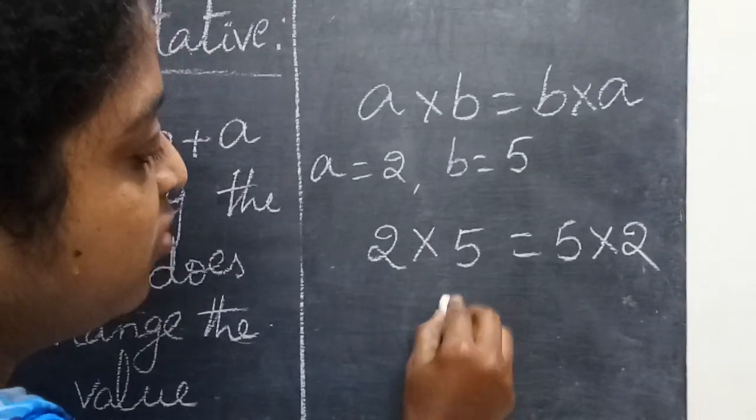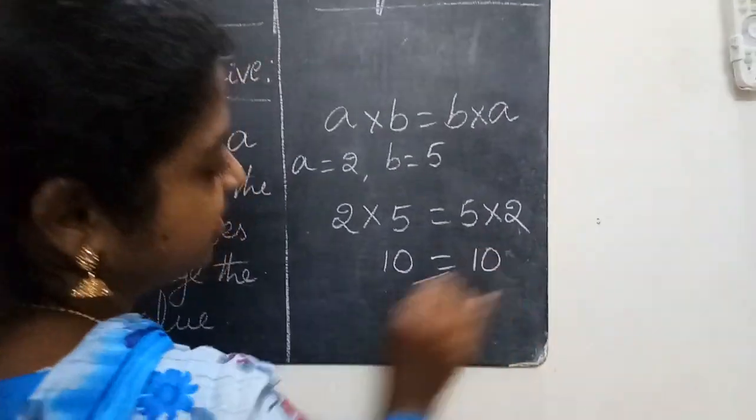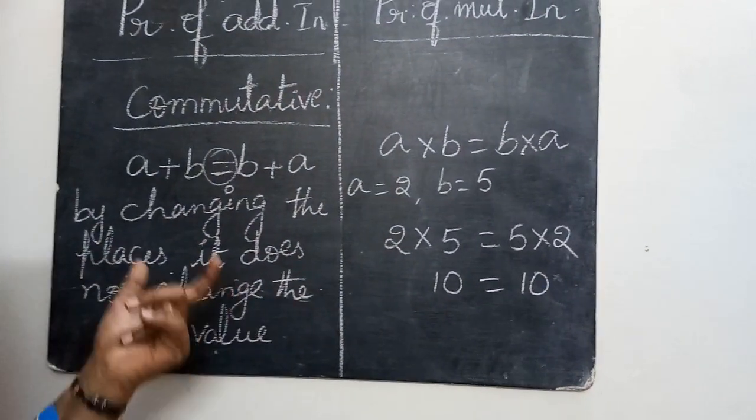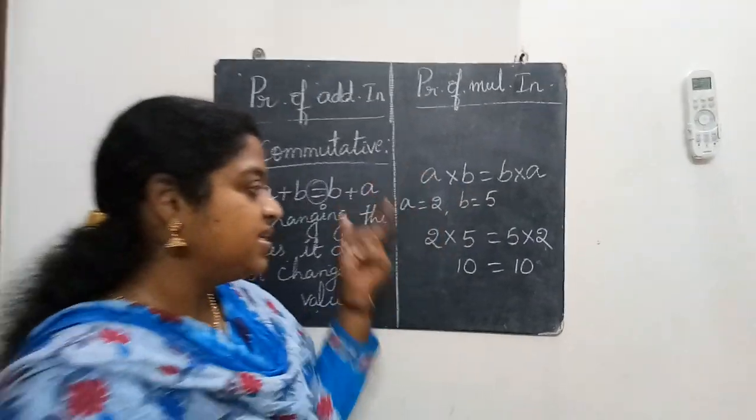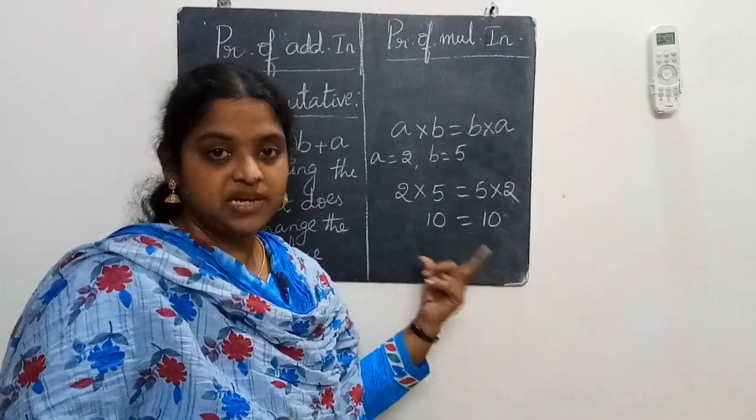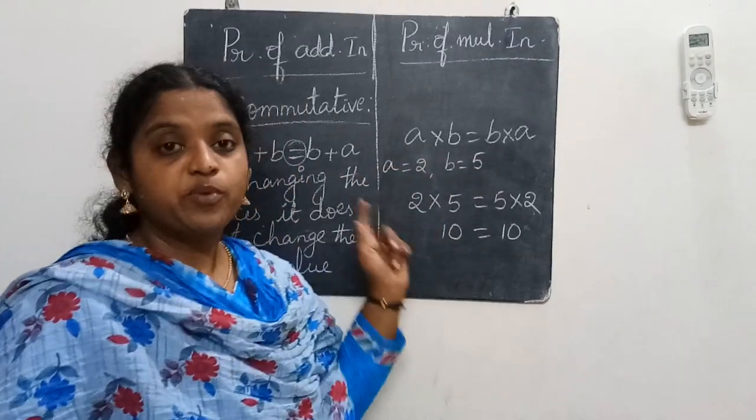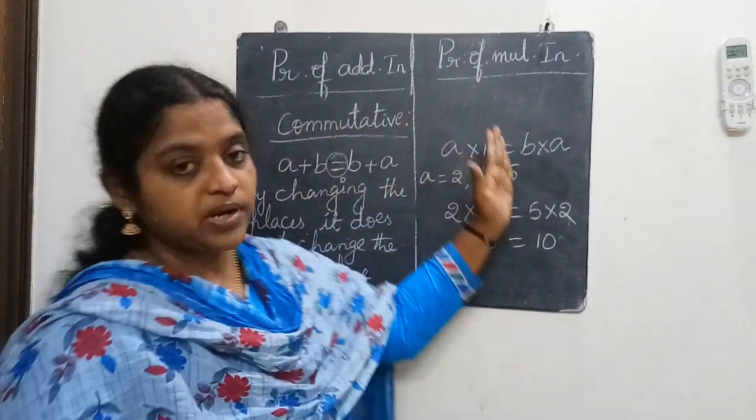So what is the value here? 2 5s are 10, 5 2s are 10. So here you can observe that by changing the places of these integers, the value does not change. Clear, children? So this is commutative property under addition, commutative property under multiplication.